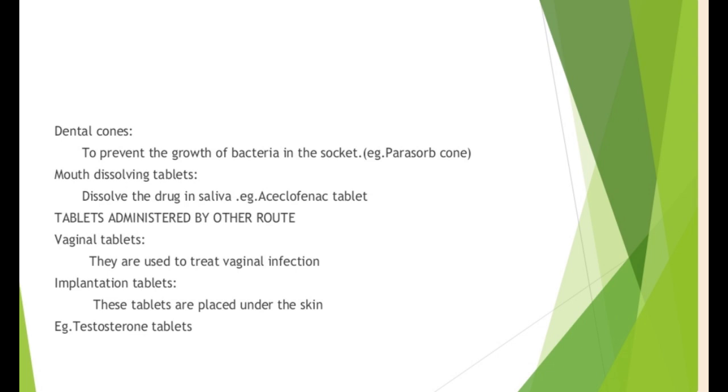Next, implantation tablets. These tablets are placed under the skin by means of minor surgery. These tablets are slowly absorbed. They are capable of releasing the drug for a prolonged period of time, from 3 to 6 months. Example, testosterone tablets.